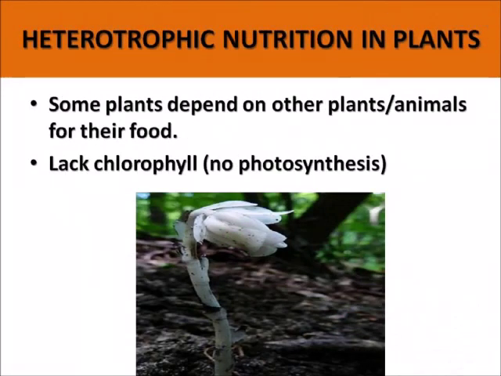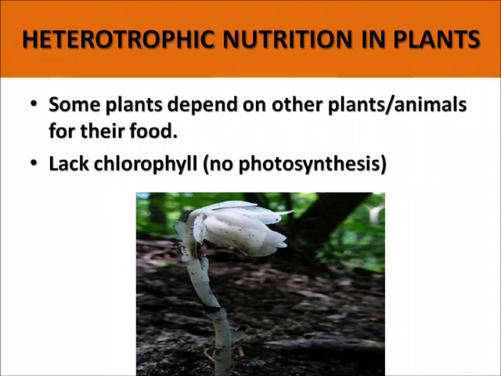Students, we saw how plants prepare their own food and in what form they store the food. Now, I told you about heterotrophic nutrition in plants. Okay, there are two modes of nutrition, autotrophic and heterotrophic. So in plants also there is autotrophic nutrition, which is photosynthesis and chemosynthesis, and the other one is heterotrophic nutrition in plants.